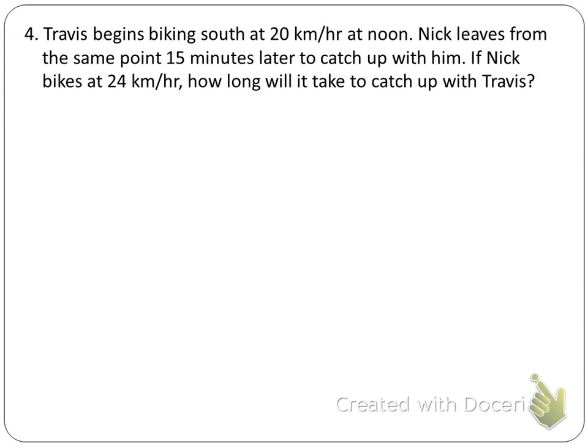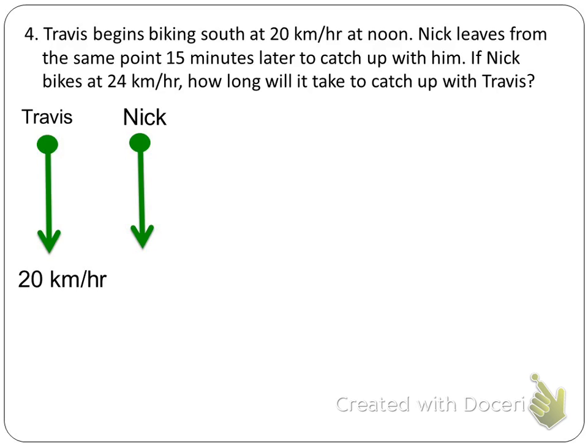So we have 2 guys, right? They're leaving from the same spot. Are they traveling in opposite directions or the same direction? The same direction. Okay, so Travis starts first. He leaves 20 kilometers per hour. 15 minutes later, Nick leaves. He's trying to catch up, so he's driving 24 kilometers per hour. Or biking, I guess.